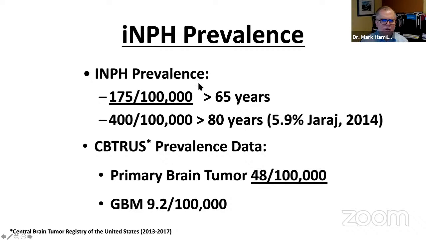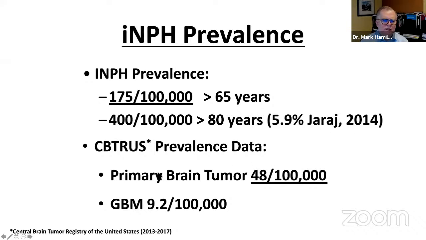If we focus on iNPH, it probably increases with age. So there's about 175 per 100,000 over the age of 65. The mean was about 400 per 100,000 over the age of 80. And some studies showed that it was higher than that, 5.9% in Drage's paper in 2014 in Sweden.